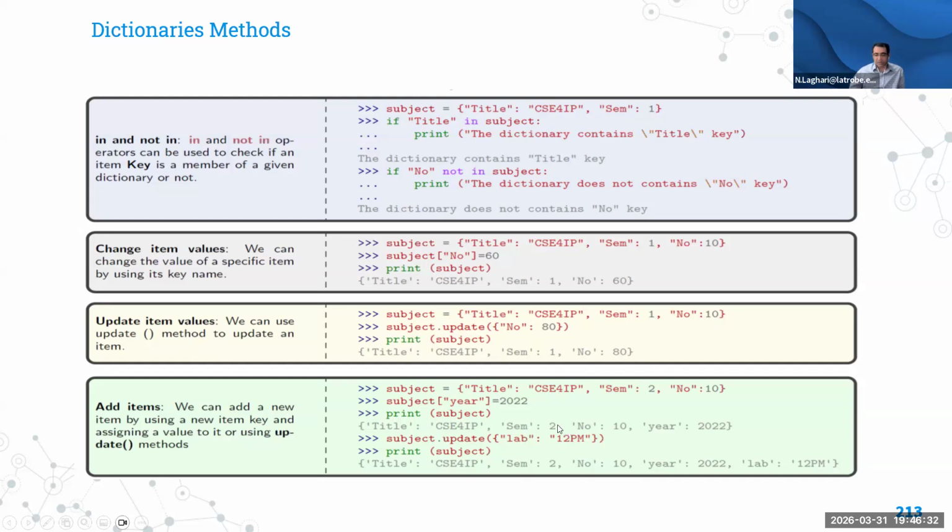Add item. You can add an item to the dictionary. So here we have add item, and what is the function here? We have subject year to 2022 and print subject, and this is printing the whole thing. So update the lab and print subject. I think it's the same example pretty much. Yes.